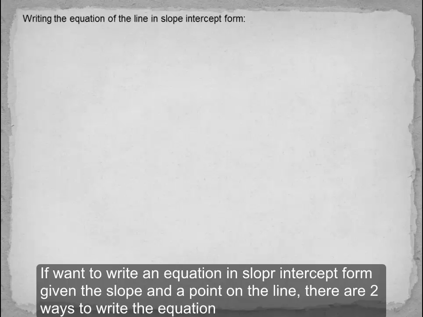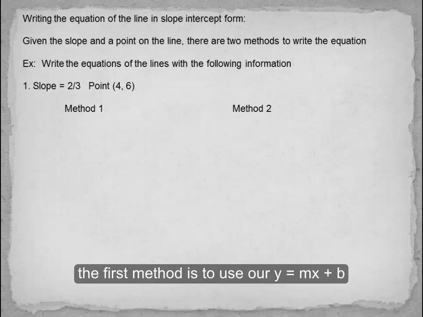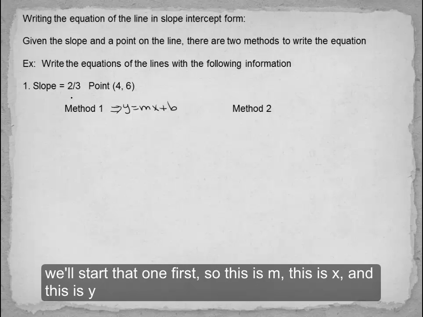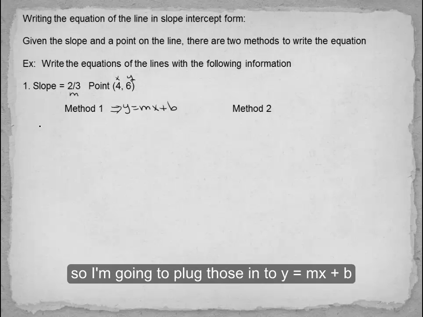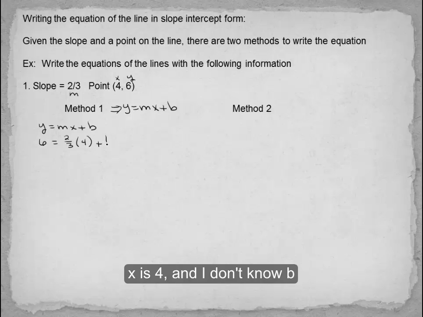If we want to write an equation in slope-intercept form, given the slope and a point of the line, there are two methods to write the equation. The first method is to use our y equals mx plus b. We'll start that one first. So this is m, this is x, and this is y. So I'm going to plug those into y equals mx plus b. Y is 6, m is 2/3, x is 4, and I don't know b.